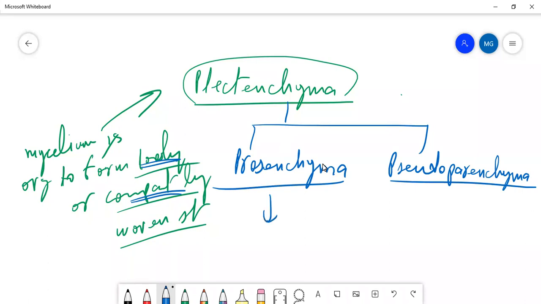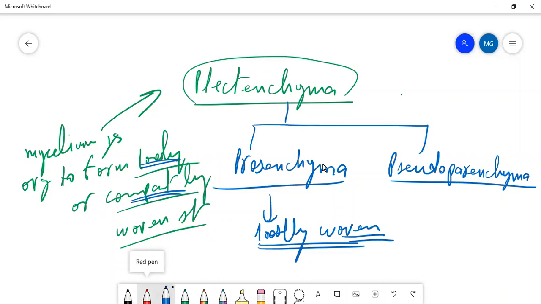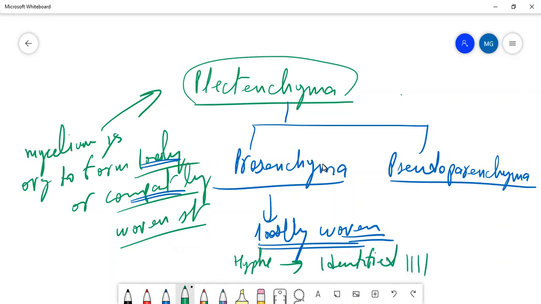Prosenchyma means loosely woven structure. In this loosely woven structure, you can identify the individual hyphae. So individual hyphae have not lost their identity. Remember, these hyphae can be identified and they lie parallel to each other. So they have not lost their identity. So this loosely woven structure, which is prosenchyma, is a type of plectenchyma.